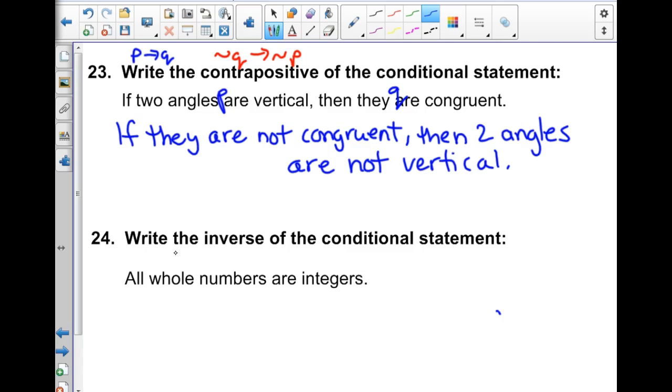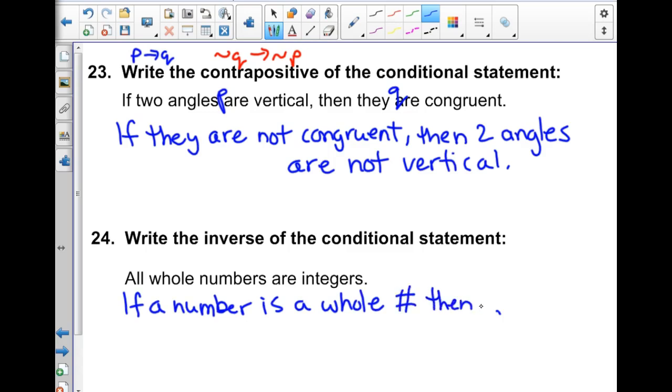All right, write the inverse of this conditional statement. Well, this one's not written in if-then form, so let's write it in if-then form first. So first, let's say all whole numbers are integers. So if a number is a whole number, just go with it in the order it's saying this. If a number is a whole number, then it is an integer. Okay, now that's my if P then Q.